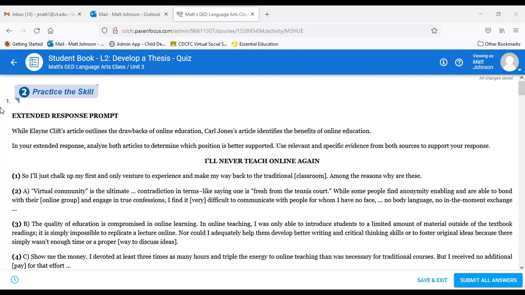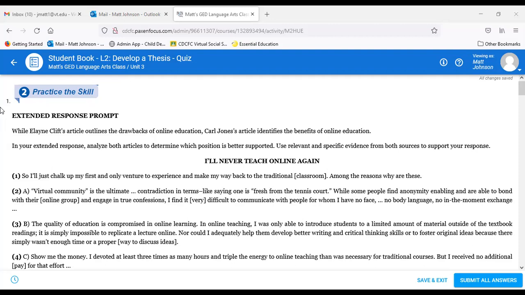Keep in mind, we're looking for that main thesis statement, we're looking for those claims, and then we're looking for that evidence. So for I'll Never Teach Online Again. So I'll just chalk up my first and only venture to experience and make my way back to the traditional classroom. Among the reasons why are these.